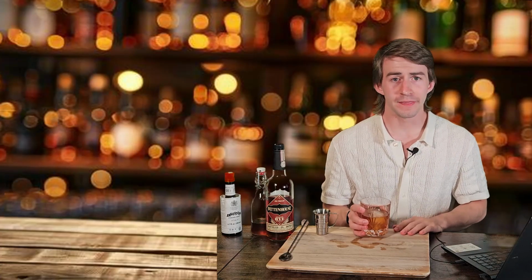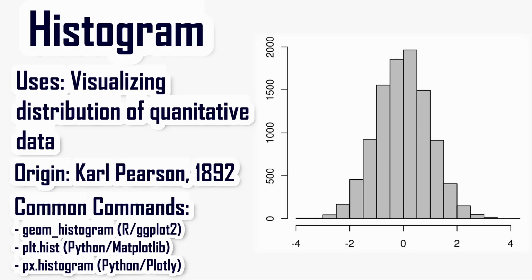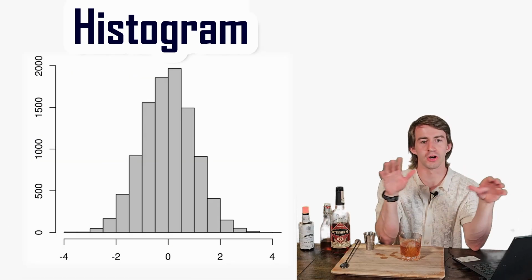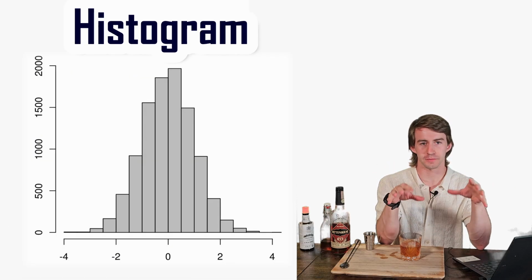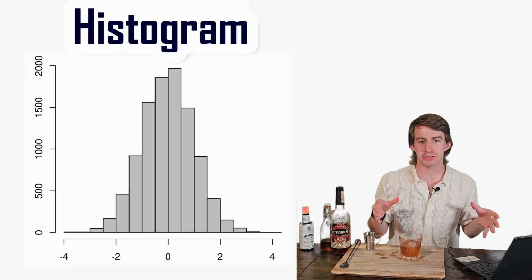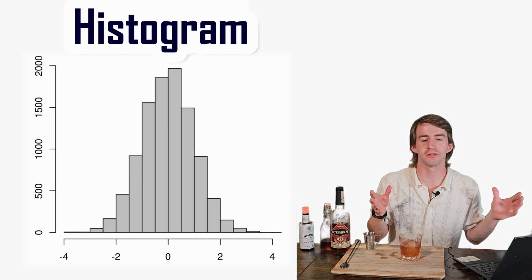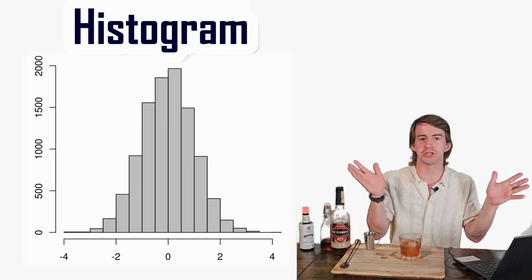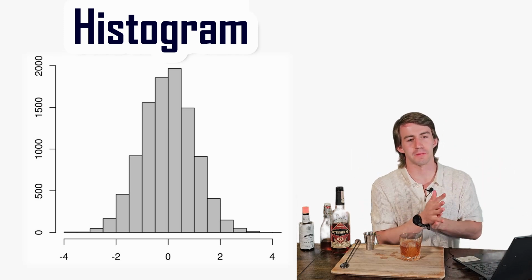But that is enough talking about drinks. Let's get over to our visualizations and start off with our very first one, the histogram. The histogram is your go-to in terms of plotting the distribution of a single quantitative variable. So you've got something you're measuring that has number values, and you just want to see the shape of the distribution of those number values.